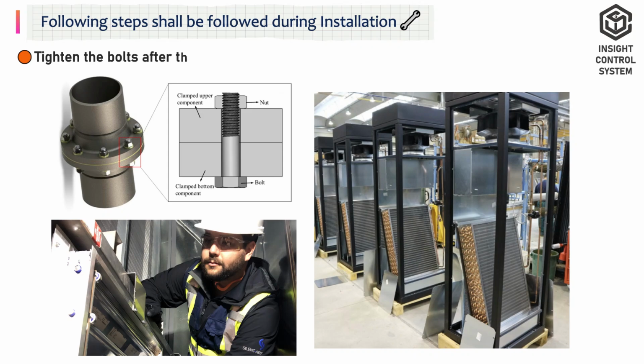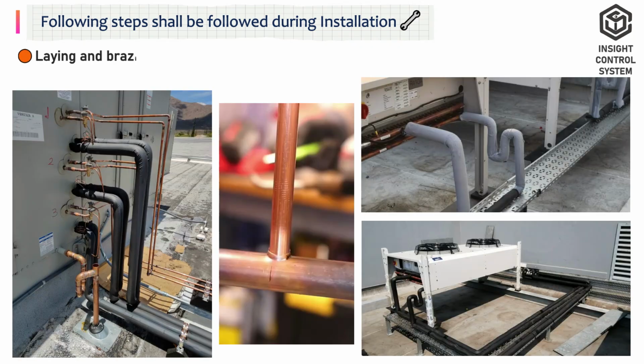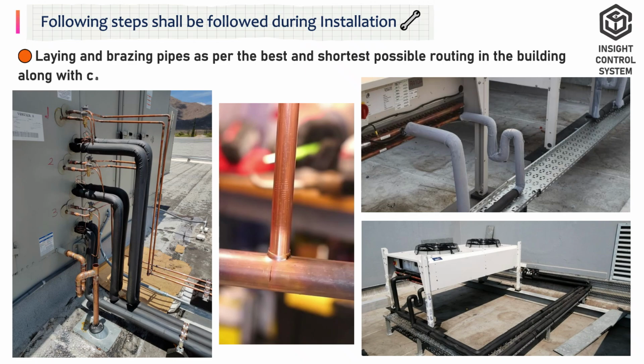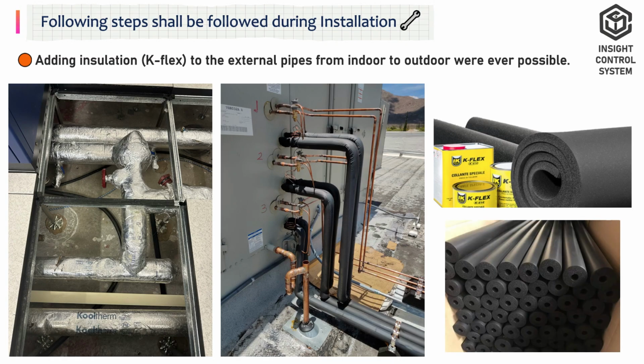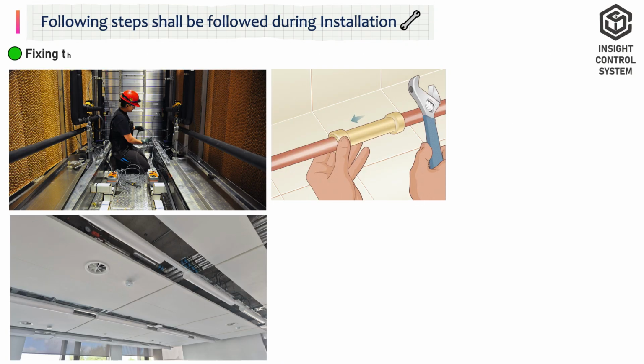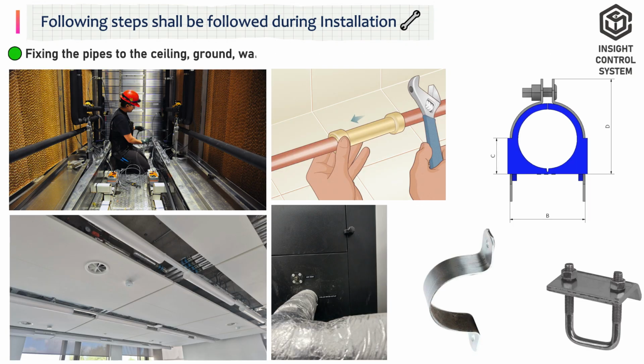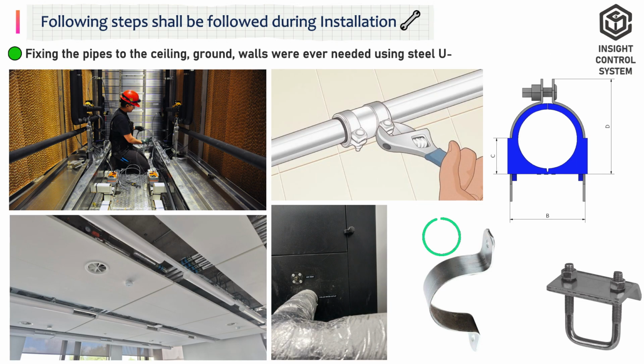Tighten the bolts after the proper alignment of the CRA and CRAC unit. Lay and braze pipes as per the best and shortest possible routing in the building, along with cable for the outdoor unit, adding insulation, K-Flex, to the external pipes from indoor to outdoor wherever possible. Fixing the pipes to the ceiling, ground, and walls wherever needed using steel U-channels and C-clamps.